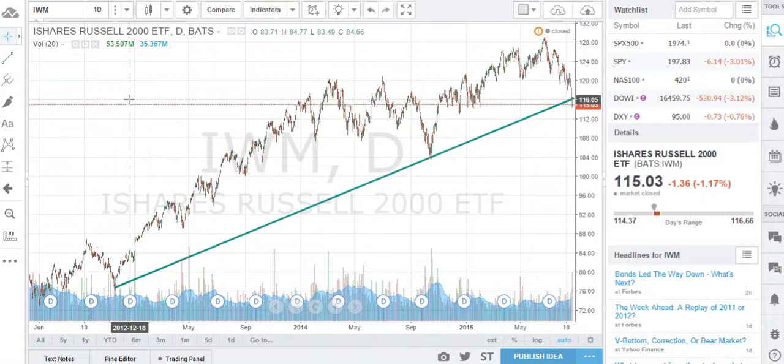If we want to continue, we can look at the actual iShares Russell ETF. And again, the confirmation is really the same. The breakdown was the same pattern as we saw in the general index.